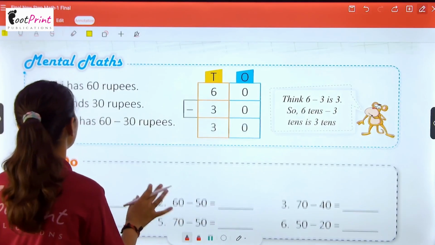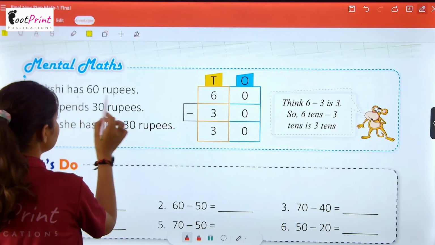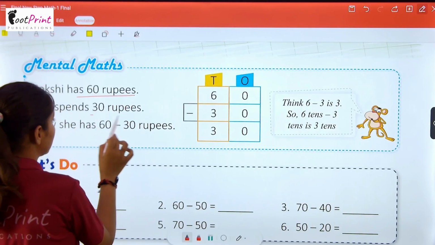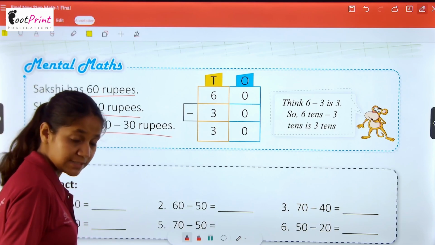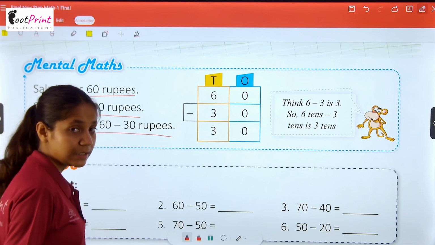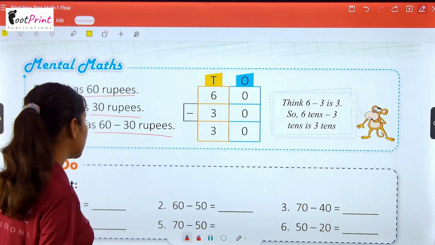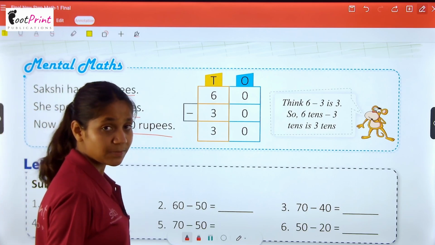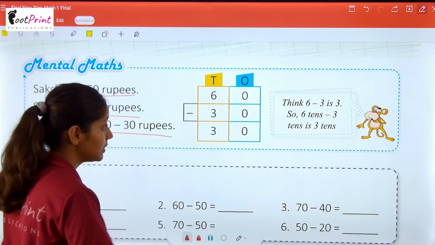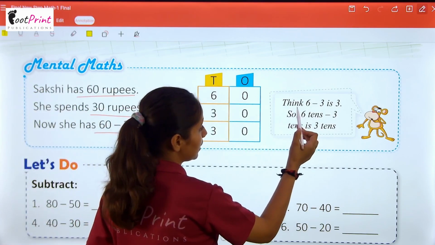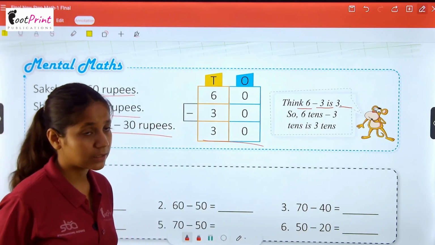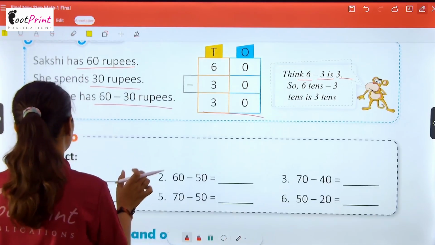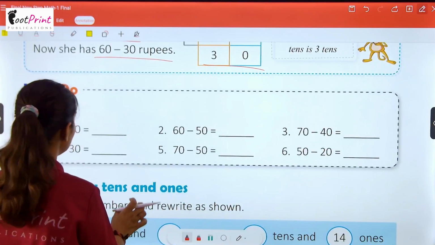Now we have mental maths. Sakshi has 60 rupees. She spends 30 rupees. Now she has 60 minus 30 rupees. Sakshi had 60 rupees, out of which she spent 30 rupees. Now she has 60 minus 30. That means 60 minus 30. Think 6 minus 3 is 3. So 3 tens are there. Only 3 tens of rupees are left to her.